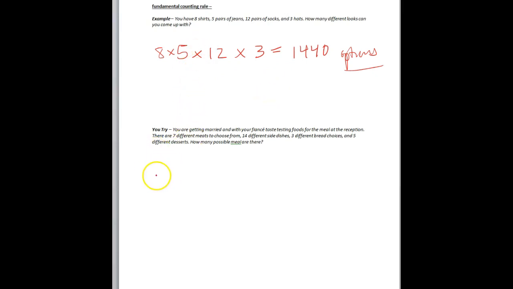So, we have 7 different meats. My pen is driving me nuts right now. It keeps wanting to delete stuff. 14 different sides, 3 bread choices, and 5 desserts. And that's all kind of coincidentally going to shake out to be a similar number, but 1,470 options of meal. Okay? So that's the basic concept behind the fundamental counting rule.